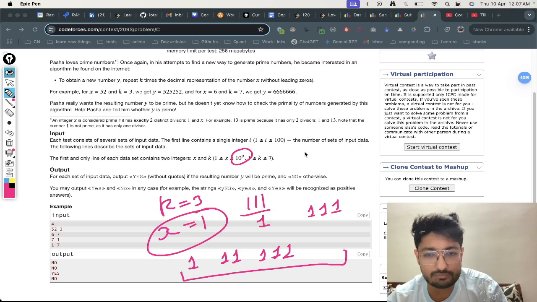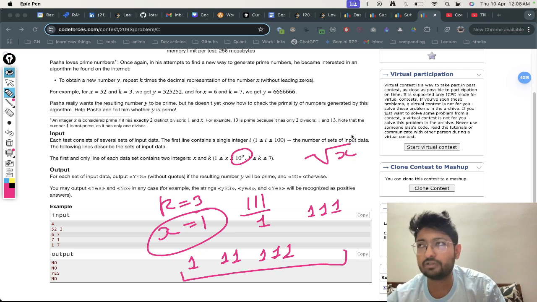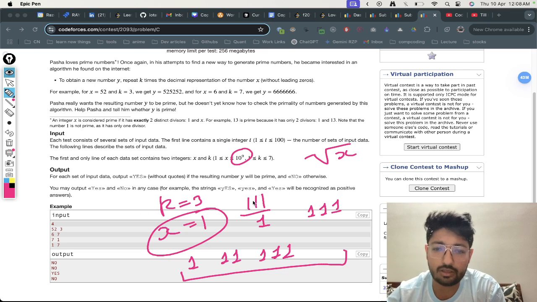There are different algorithms, like checking up to the square root of the number itself. You can also look at different algorithms. That's what we are doing here, and it's nothing very difficult.